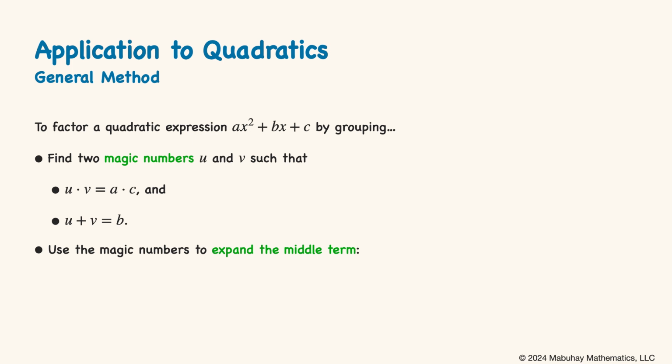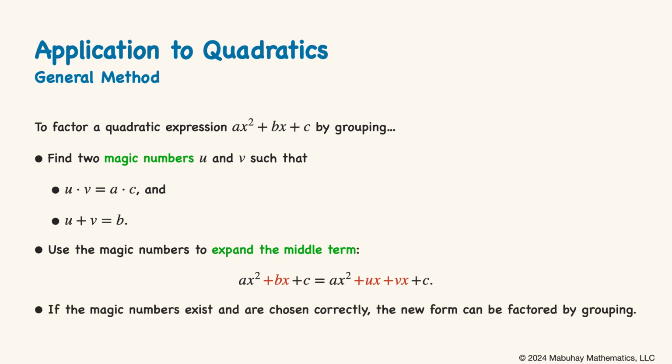Okay, so we use the magic numbers to expand the middle term. So if the magic numbers are u and v, it'll look like this. We replace plus bx with plus ux plus vx. And at that point, as long as we've chosen the correct magic numbers, this form on the right is susceptible to factoring by grouping. All right, so that's the technique.